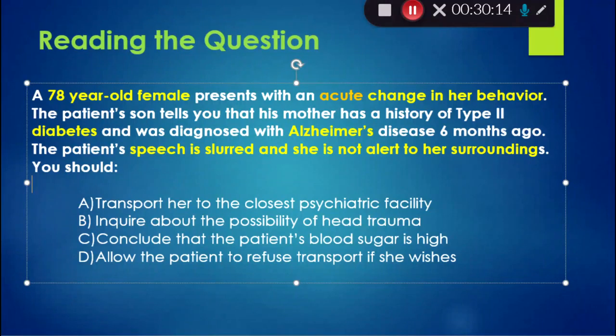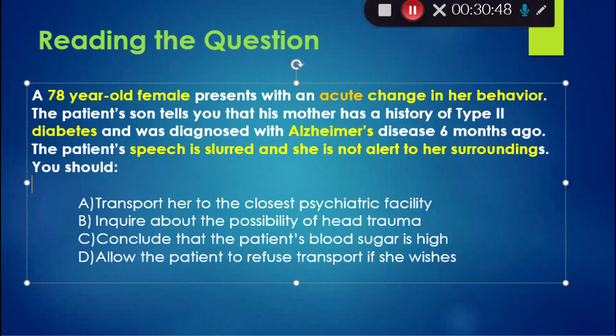C, conclude that the patient's blood sugar is high. It absolutely could be with diabetes, but does that make an acute change? Generally, high blood sugar, we see changes in that patient over a period of time. Low blood sugar is what we see that comes on rather quickly and changes their behavior suddenly. Okay. So C, I'm not in love with that answer because I don't think it's reflecting what's happening in this scenario.